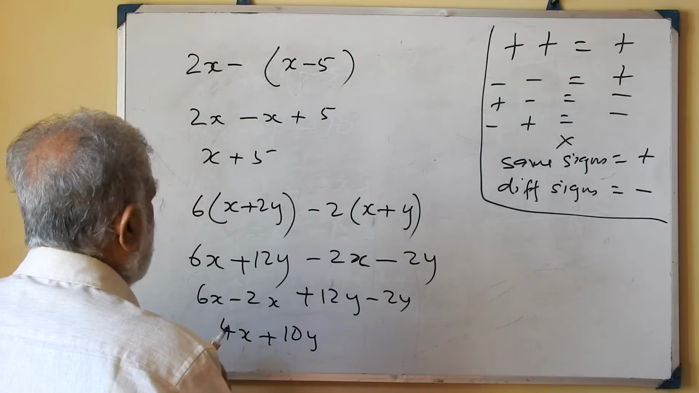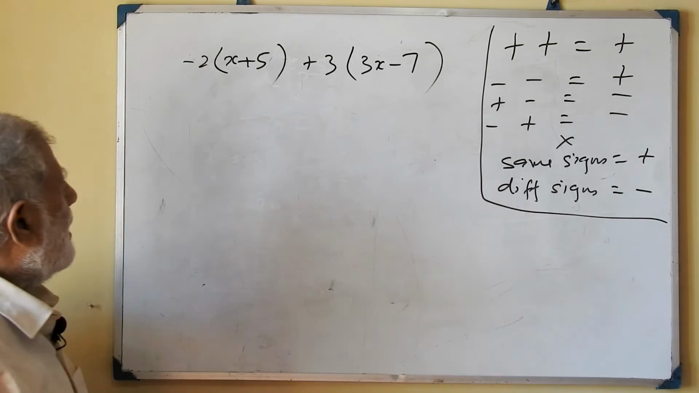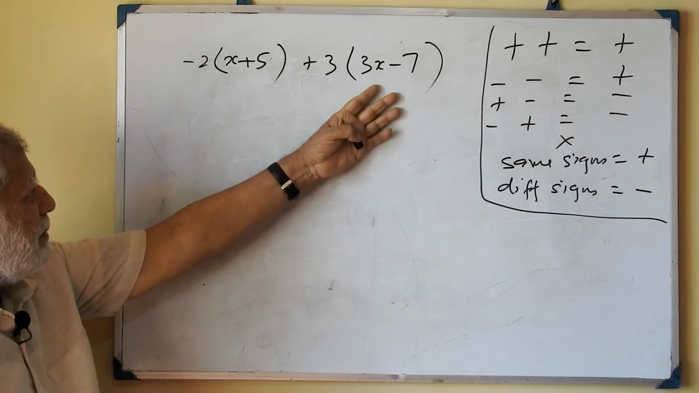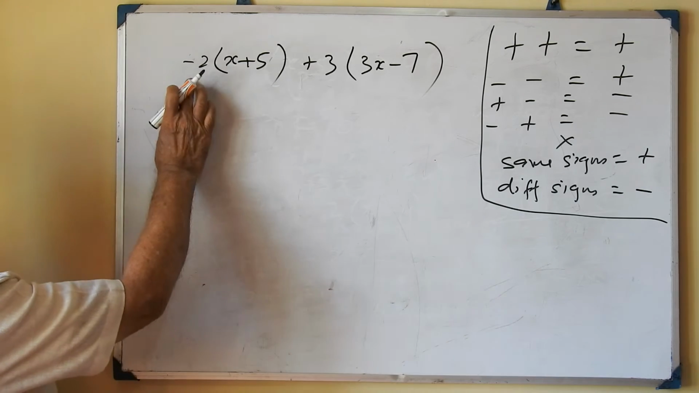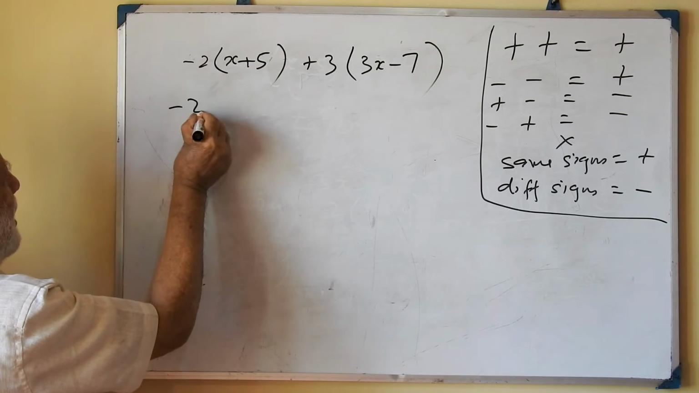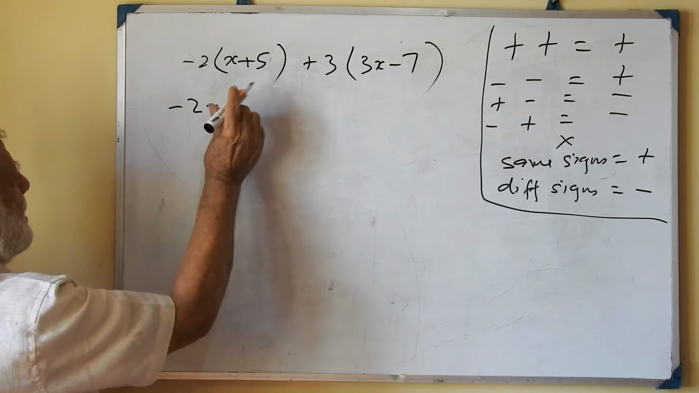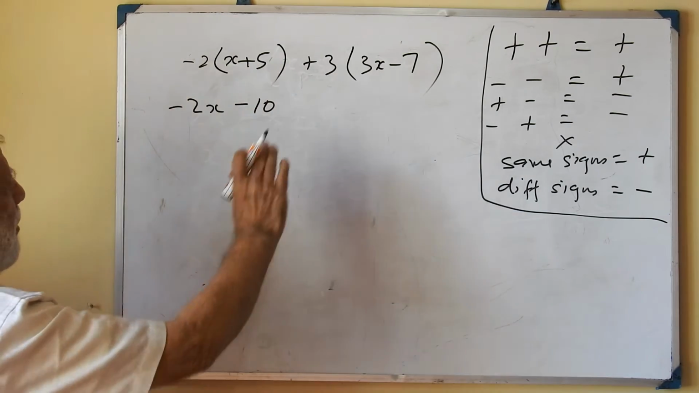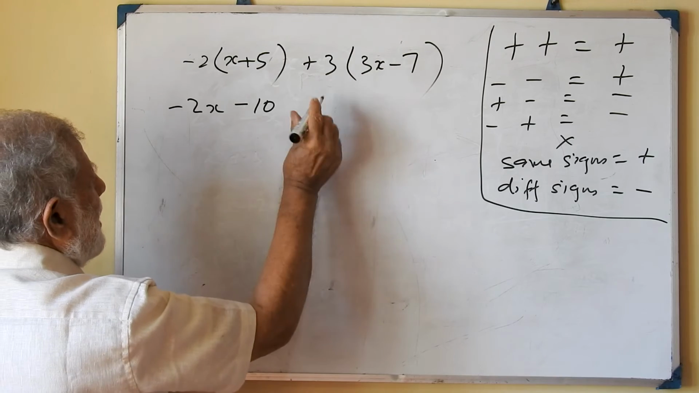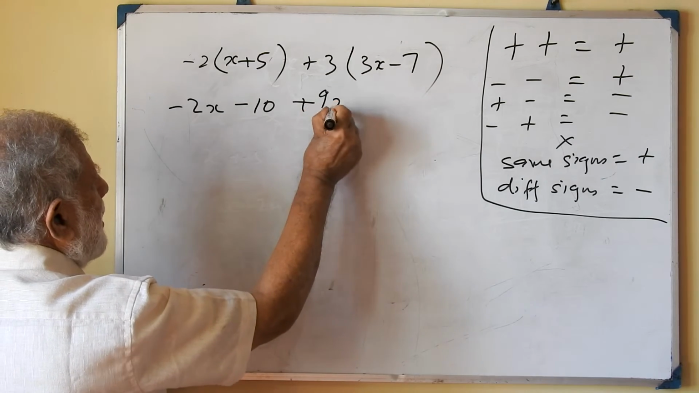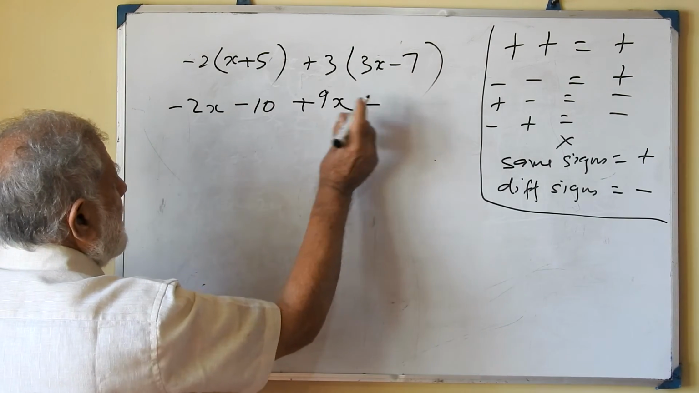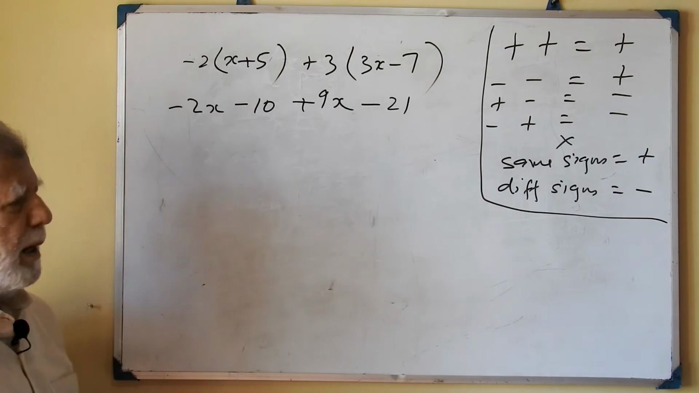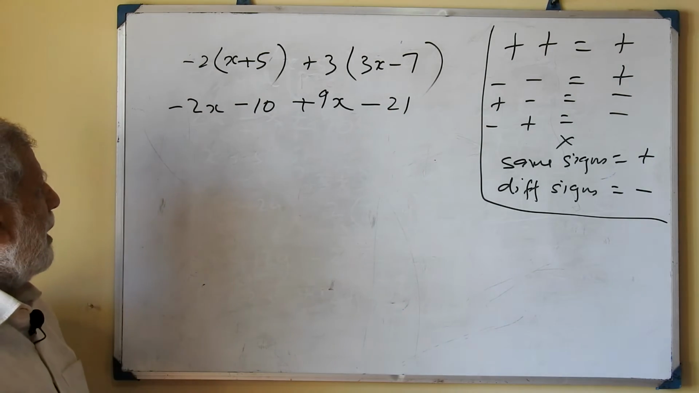Last example we'll take for the day. Now, as in the earlier example, this bracket is separate, this bracket is separate. For this bracket, minus 2 is the number. So minus 2 into x, minus 2x. Minus into plus, minus 2 into y, minus 10. So this bracket is over. Now we go to this bracket. Plus 3 into plus 3x, plus 9x. Plus into minus, minus 3 into 7, minus 21. So you have to do it carefully in a methodical way. Then you won't make a mistake.